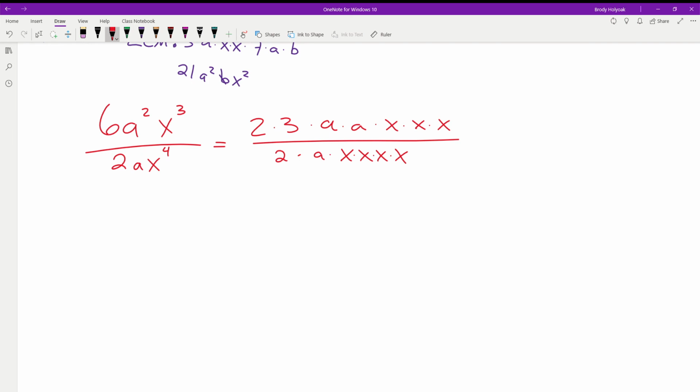Just real quick, we could break these apart and look at them. Now, when we're dividing, this becomes really easy. I've got a 2 on top and a 2 on bottom. Cross it out. They're immediately gone. I have an a and an a. Cross it out. I've got 3 x's on the bottom, and cross out 3 x's. And now we're quickly reduced to 3a all over x.